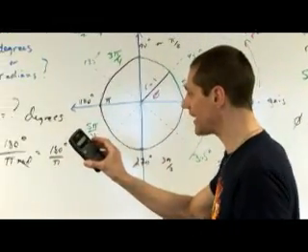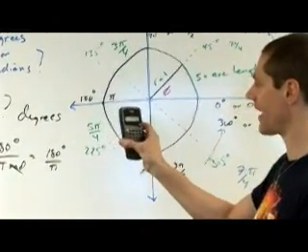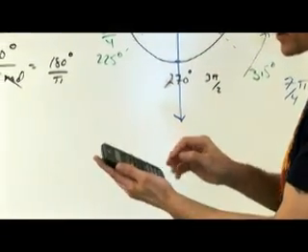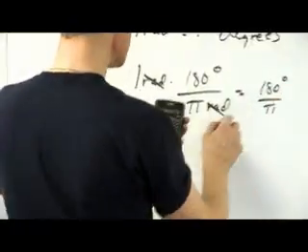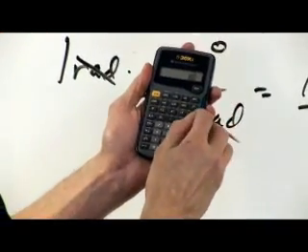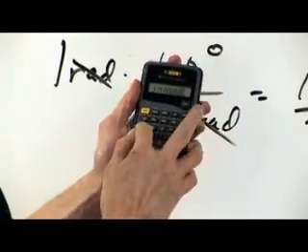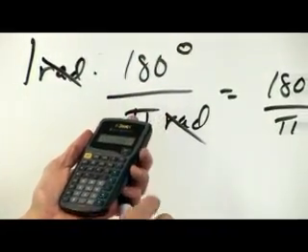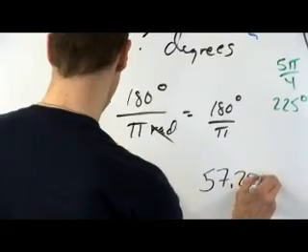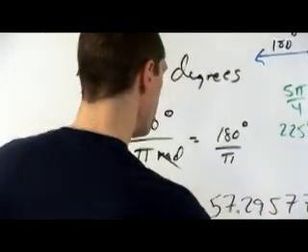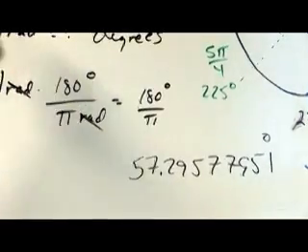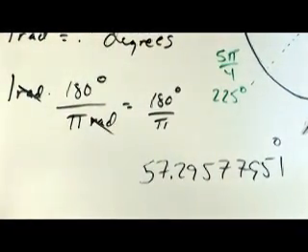My calculator is on radians right now, and it doesn't matter. I know you can't see that it's on radians. 180 degrees, I don't have to hit degrees, it's just a number. 180 divided by pi is 57.2957791 degrees. Remember, pi is like 3.14. It's 180 divided by 3 and some change.